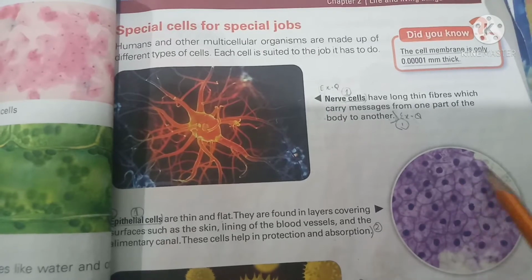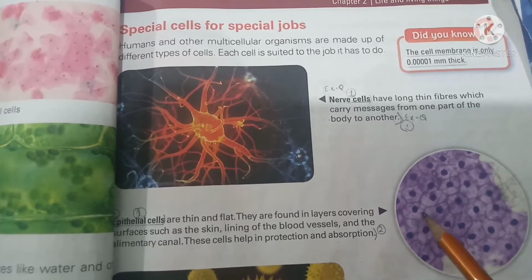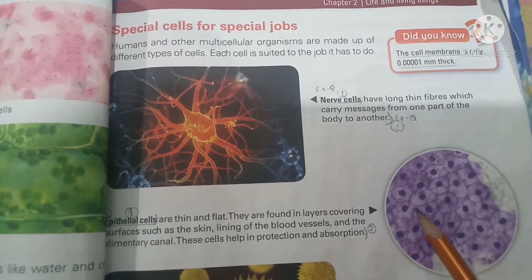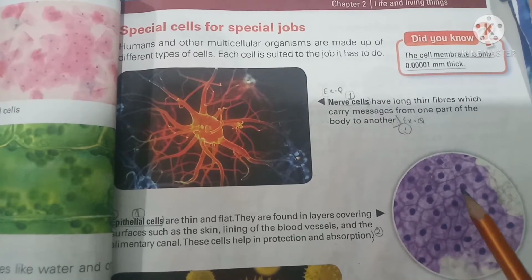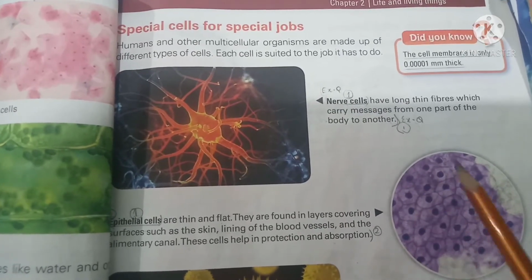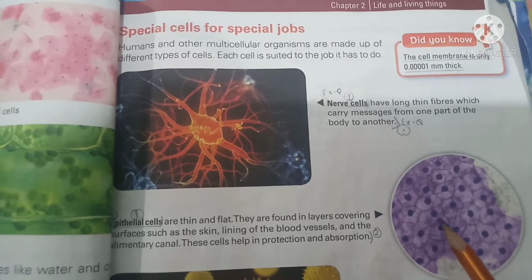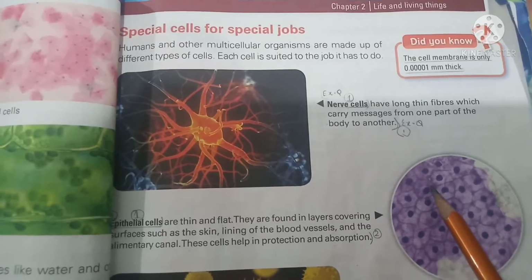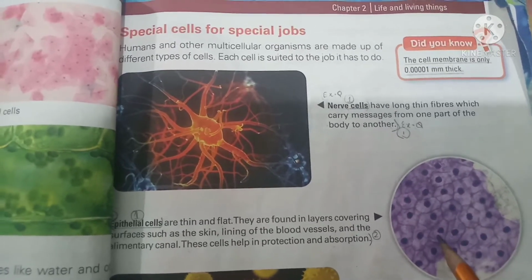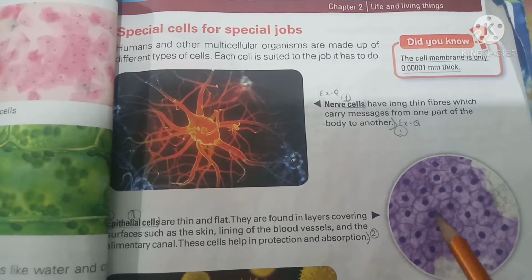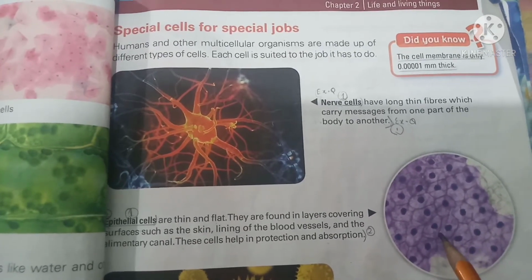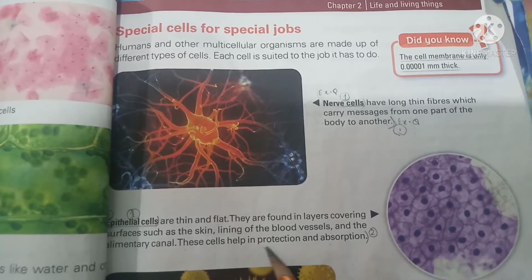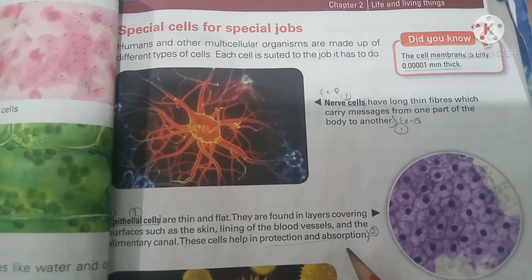So students, these are the epithelial cells. These cells are basically present around our skin. It basically protects our skin from damage. It is the lining of blood vessels and alimentary canal. Alimentary canal is the canal on which our whole digestive system is based. So these are found in all layers of the skin, which is basically for the protection of our skin and lining of blood vessels. Other than that, the main function is that it helps in protection and absorption.